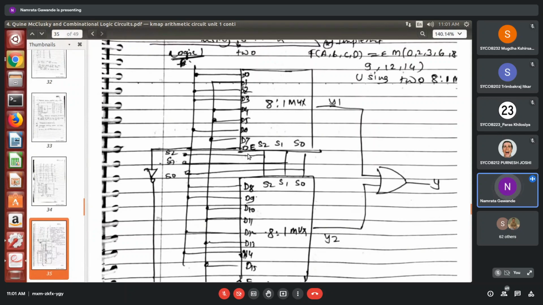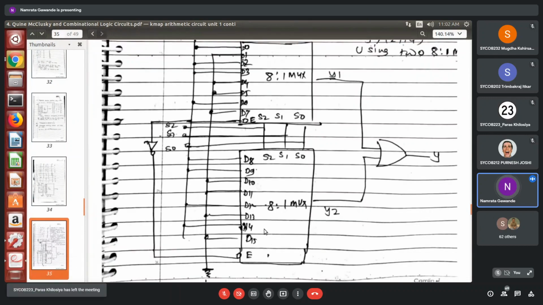Here you can see enable is nothing but another select line. We know that D8 is not possible to represent in terms of 3 bits. A minimum of 4 variables will be required, that is 1 0 0 0. So if 1 0 0 0 is required, 0 0 0 will be considered as the select lines, but this 1 will be considered as E, that is nothing but the enable, because that time this IC will be active. So this is nothing but the cascading.